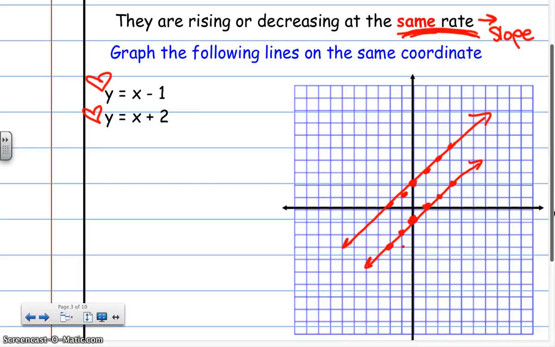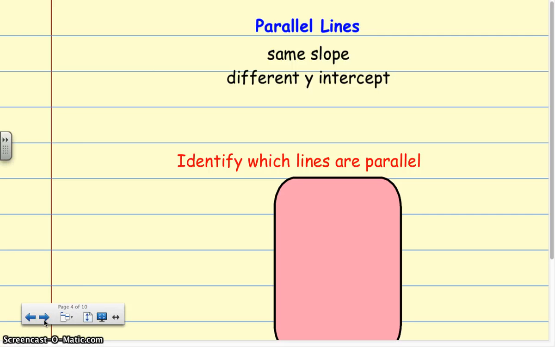So, we're going to write some properties down of parallel lines. What we need to know with parallel lines, they have the same slope, but different y-intercepts. So if they didn't have different y-intercepts, that would mean that they are the same line. So to identify that they're parallel, they need to have the same slope with different y-intercepts.